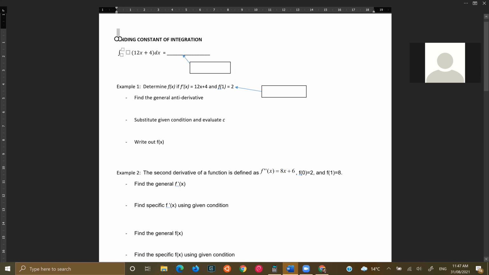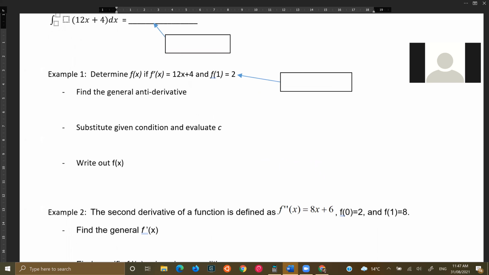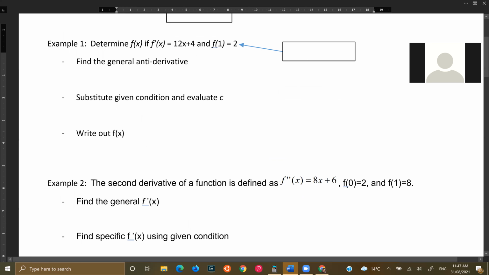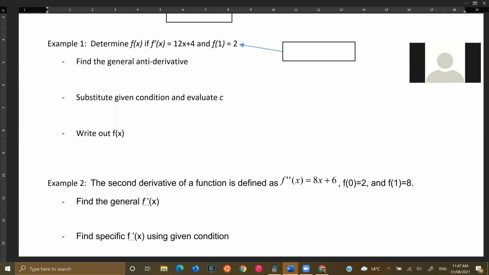Let's just look at this example here. It says, find f of x if f dash of x is 12x plus 4 and f of 1 is equal to 2. So you have been given the derived function, which is 12x plus 4, and they're asking you to find the original function. And they've given us some condition that helps us find out the constant.